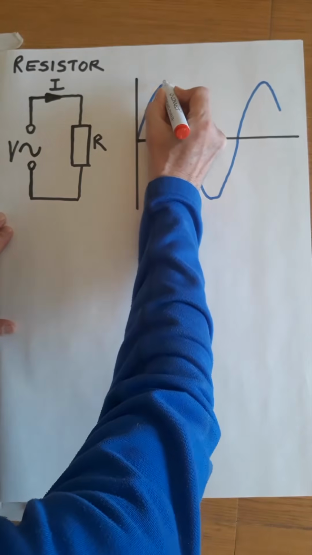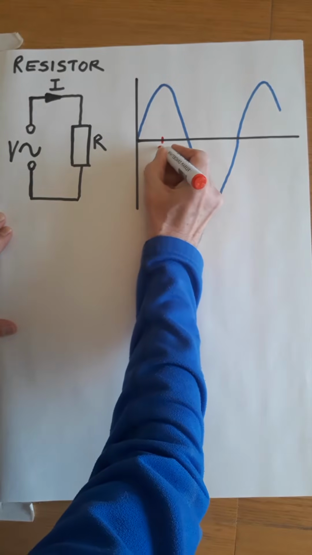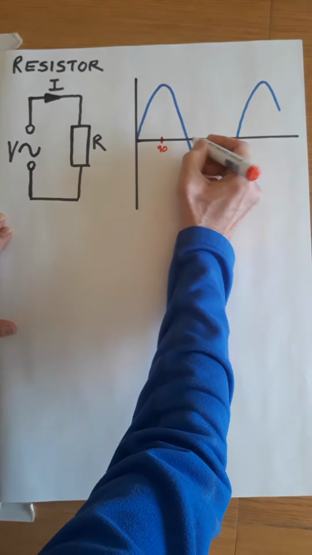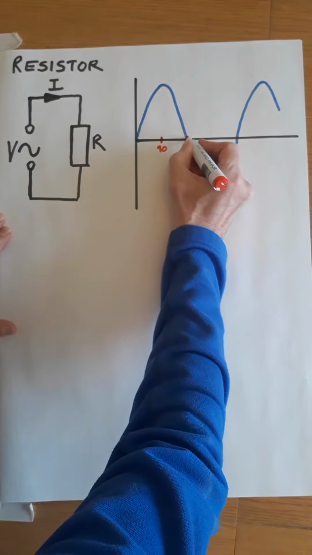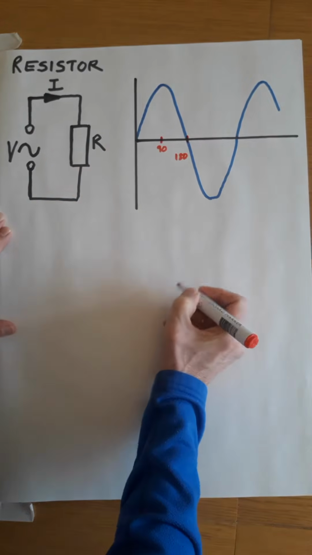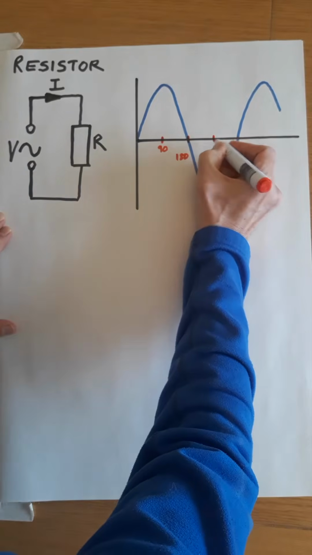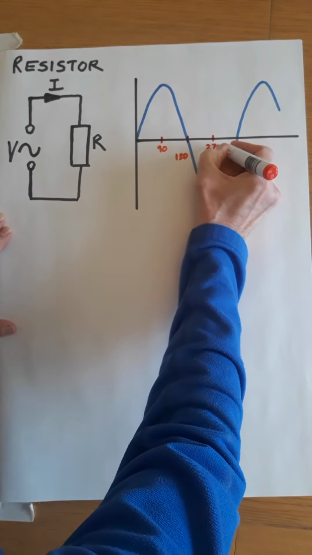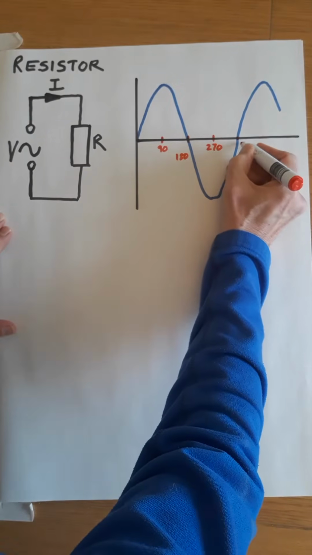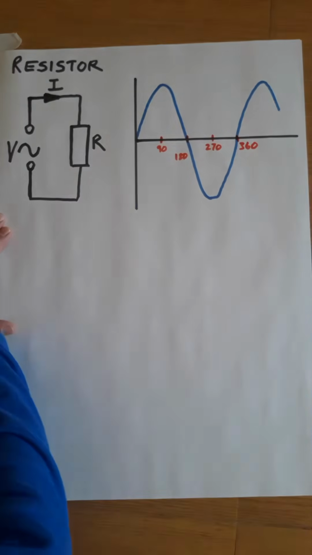The waveform rises after 90 degrees to a maximum, so that's 90. The waveform falls down to 0, and that is going to occur at 180 degrees. The waveform continues to a negative maximum, and that is at 270 degrees. And it finishes one cycle at 360 degrees, so that's there.